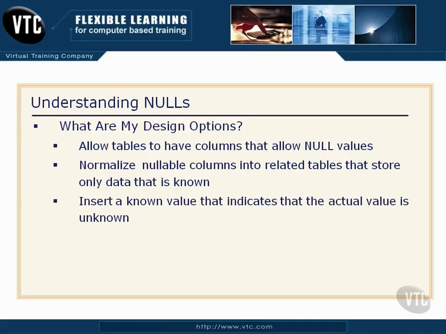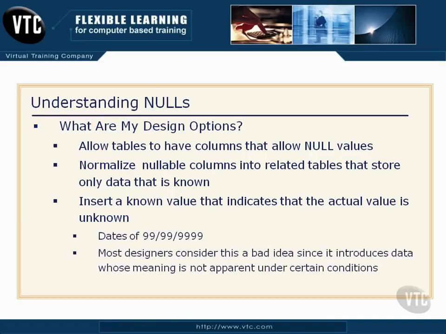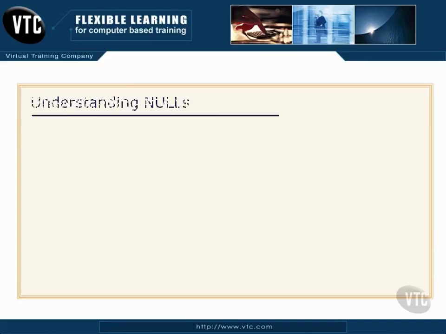Then there's another trick that we did back in the old dBase days, and that was we added a known value that indicates the actual value is unknown, like a date of 99, 99, 99, 99. That's okay, but most designers just consider it a bad idea. You're storing data you don't need. The meaning may not be apparent under certain conditions, all those sorts of things, okay?